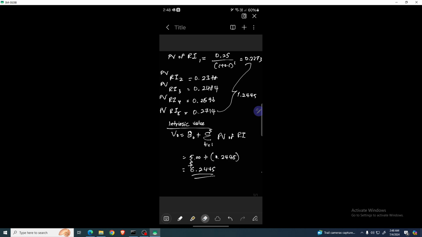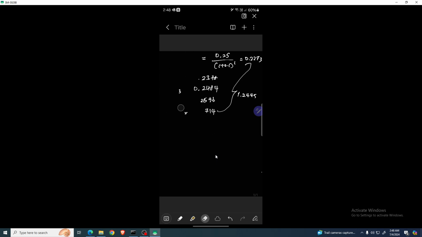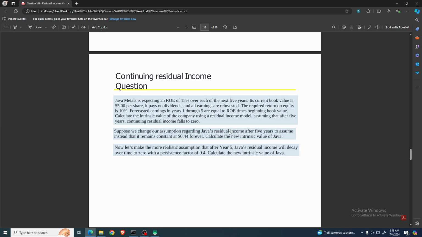All right, I will remove these parts again. So although this seems lengthy, all you have to do is focus from year to year, and then your calculations should not be an issue. So for the next two parts, I will leave it up to you. I can always share the answer with you, but I think this should be an easier one for you. So all you have to do is, in the second case, suppose we are going to change the assumption regarding Java's residual income after 5 years to assume instead that it remains constant at 0.44 forever.